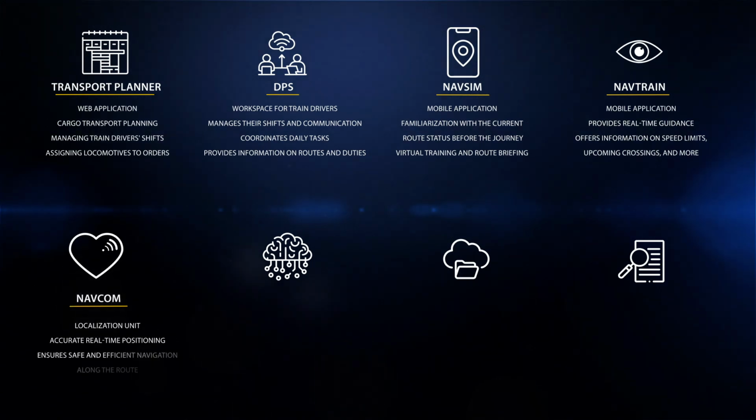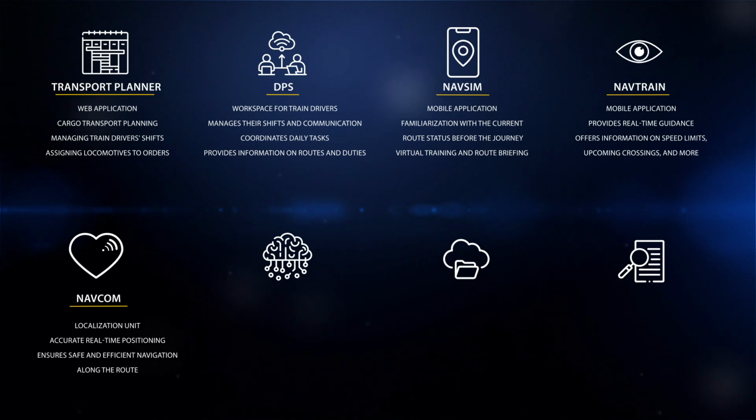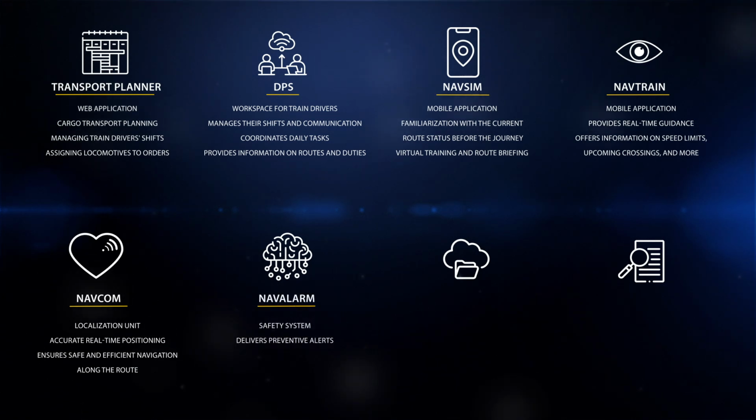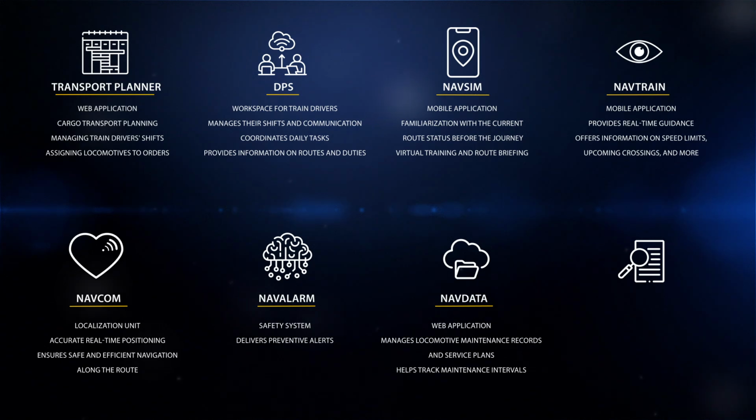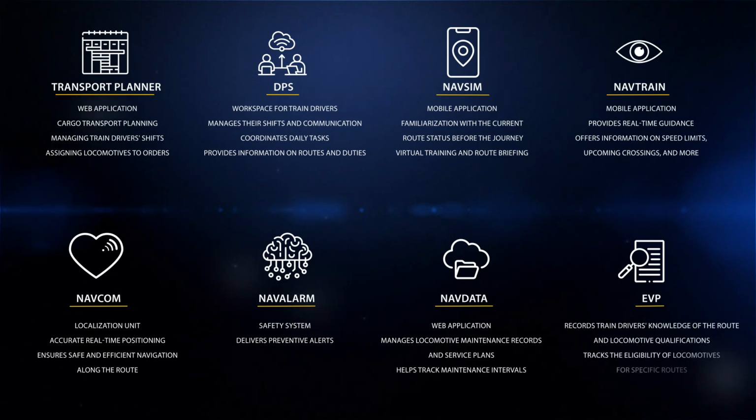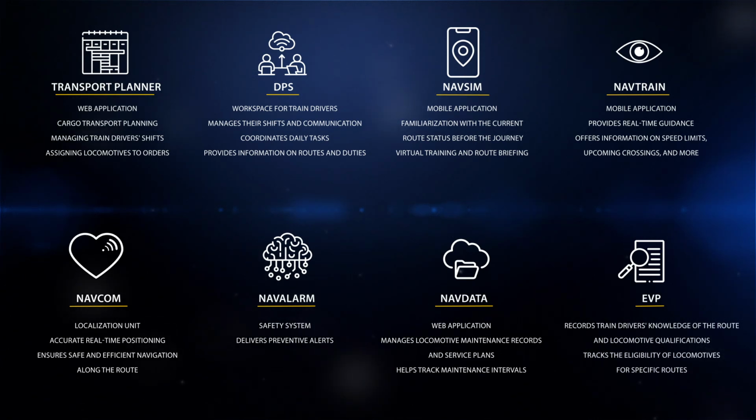NavCom is a unit that provides accurate location tracking to improve driving comfort and can assist with safety. NavAlarm is software that assesses track situations to help prevent accidents. NavData is an application for locomotive maintenance, offering easy entry and tracking of service intervals. And finally, the Evidence of Eligibility tracks and ensures the qualifications of drivers and locomotives for specific routes.